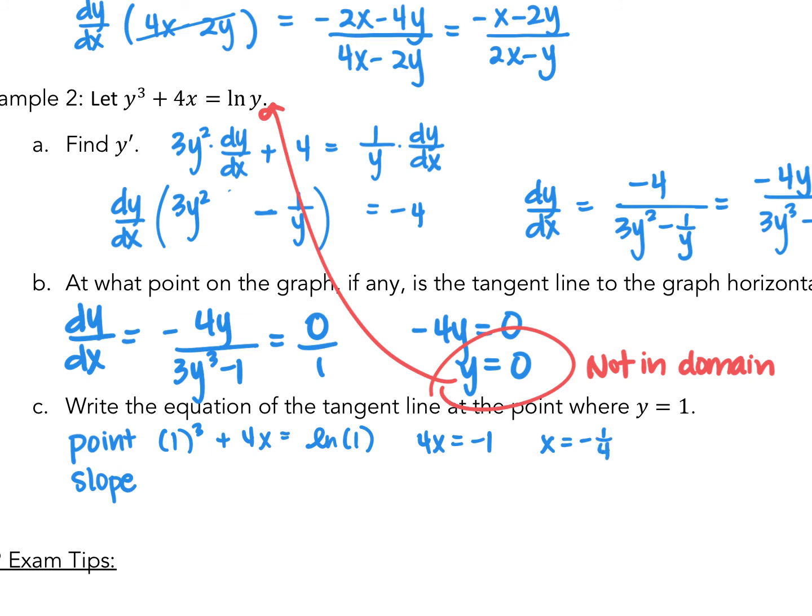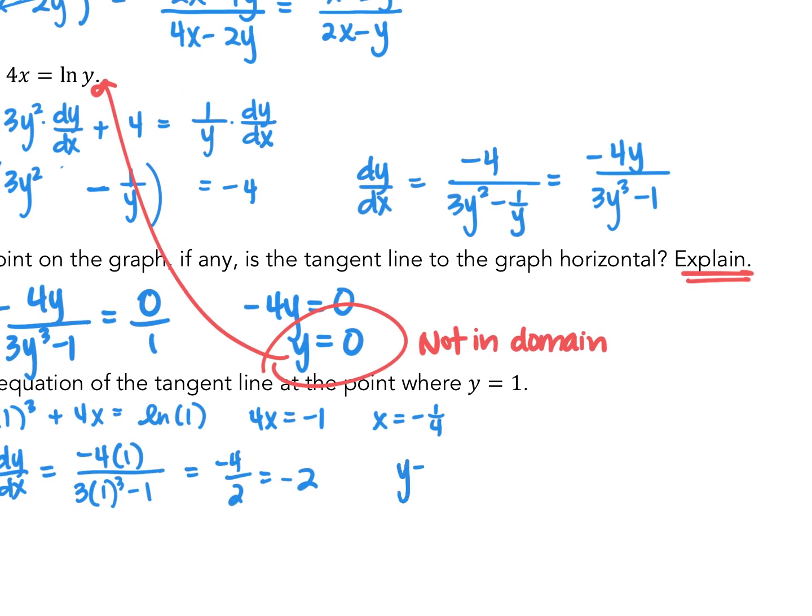And then the slope, dy dx, we'll use our derivative. So negative 4 times y, which is 1, over 3 times 1 cubed minus 1. So we have negative 4 over 2, so negative 2. So overall our tangent line is y minus 1 equals negative 2 for the slope times x plus 1/4. And remember, we talked about yesterday, you don't have to waste your time simplifying. That is a valid answer.